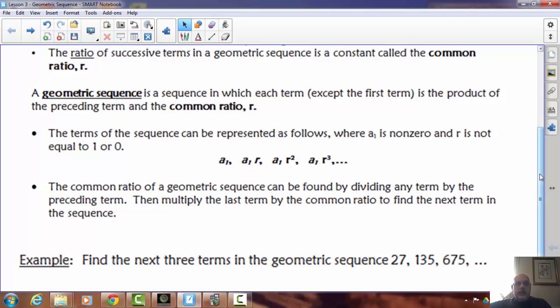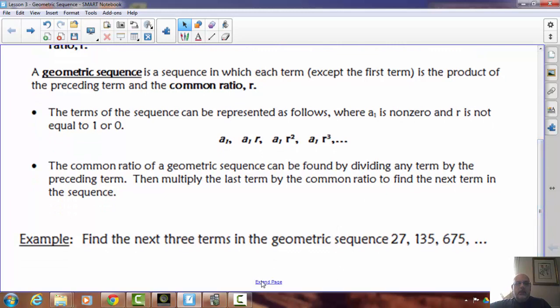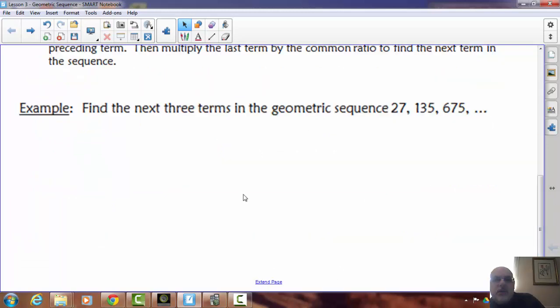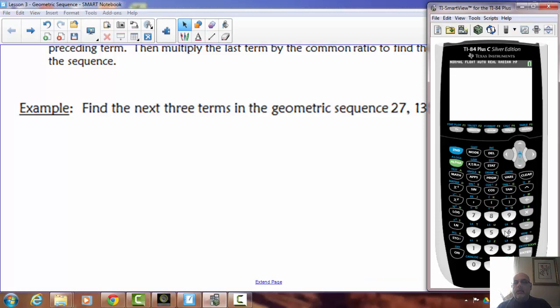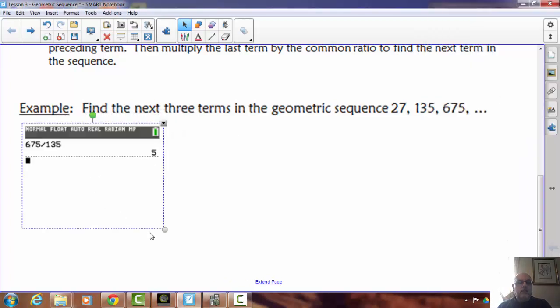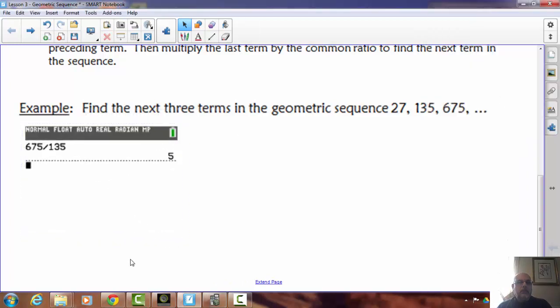So let's take a look at this. Let's do this first example. Find the next three terms in this sequence: 7, 27, 135, and 675. If you go to your calculator and take 675 and divide by 135, you find that your common ratio is 5.